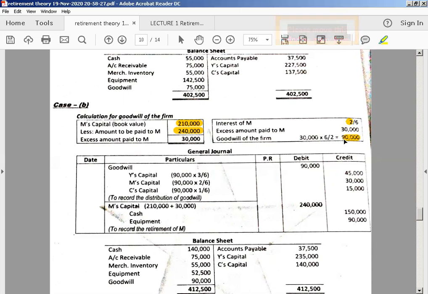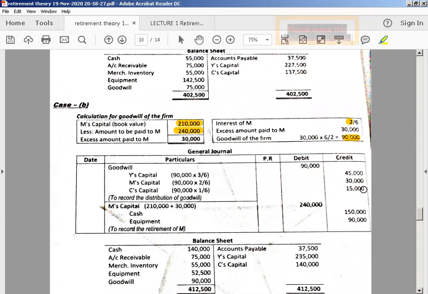Clear? Once you have the value of total goodwill, you will apply the individual partner's ratio on it. And what is the individual partner's ratio you calculated? Mr. Y's ratio is 3. Over here, 3 upon 6, the ratio of Mr. Y, then sum of ratio, then Mr. Y capital, the total goodwill multiplied by the ratio of Mr. M and the sum of ratio, then the capital of C, the total goodwill and the ratio of Mr. C, and then sum of ratios. You will get the value.